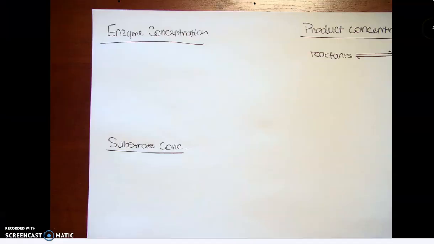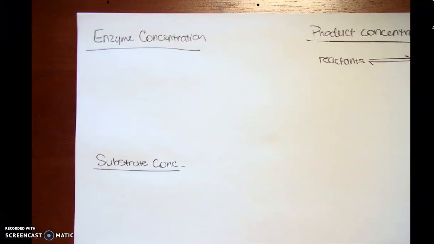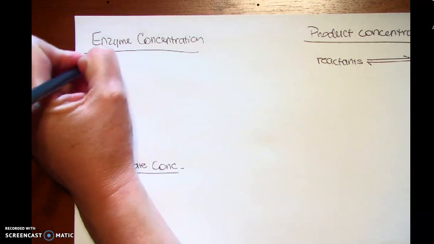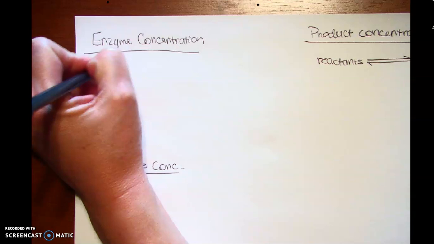Okay, so for this last Learning Target Tracker video for this week, it says I can explain how enzyme concentration can affect reaction rate. All right, so if you think about the enzymes as the little worker bees, they're the ones doing the work.